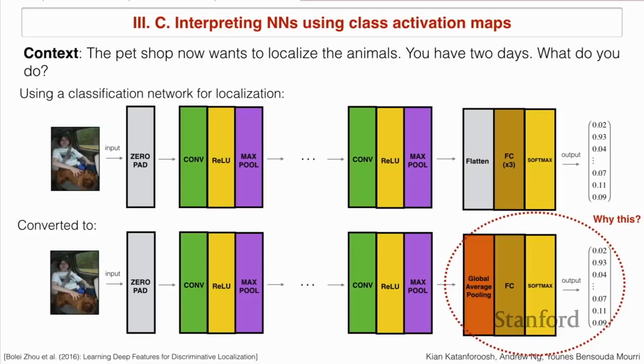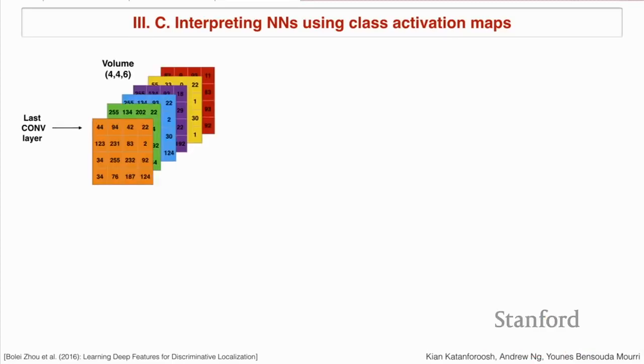So instead of using flatten plus fully connected, we're going to use global average pooling. We're going to explain what it is. Then a fully connected softmax layer and get the probability output. And we're going to show that now this network can be trained very quickly because we just need to train one layer, the fully connected here, and can show where the network looks at, the same as the previous network. So let's talk about it more in detail.